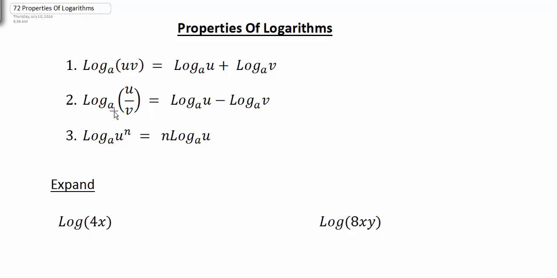And if you look at number 2, log base a of u divided by v, if you're dividing two terms, then we can split that up into two separate logarithms using subtraction. So that's the only difference here: if you multiply, we can split it into addition. If you're dividing, we can split it into subtraction. And the third property says if you have log base a of u to a power of n, then we can take this power, or the exponent n, and multiply the n out front of the entire logarithm. And then we would be left with n log base a of u.